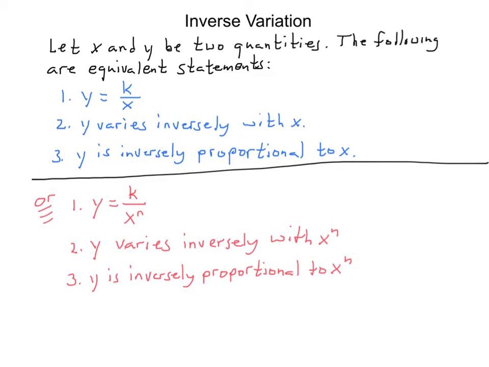As was true with direct variations, the same idea exists with powers of x as well. So I could say y equals k over x to the n. That's the same thing as saying y varies inversely with x to the n, or y is inversely proportional to x to the n. Again, like with direct variations, when you hear the statements that you see in numbers 2 and 3 in both parts here, you should automatically think of the equations you see in part 1.